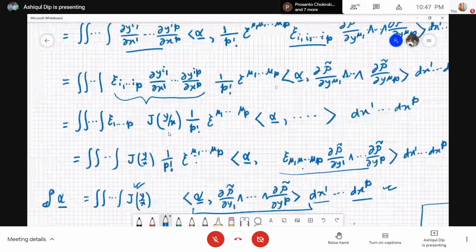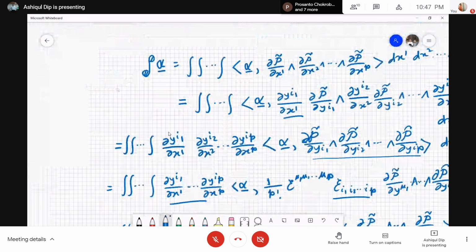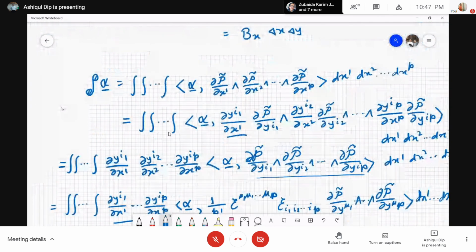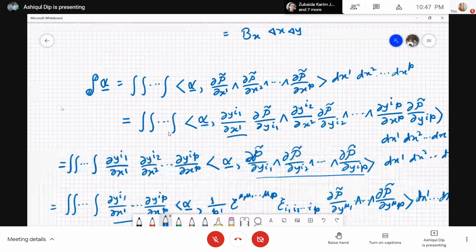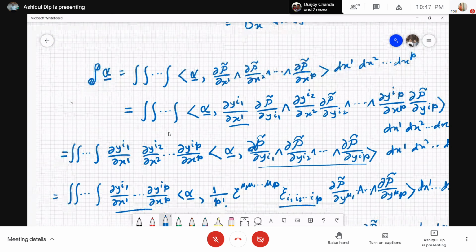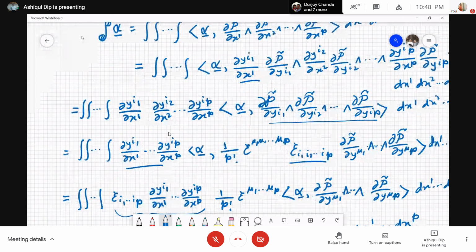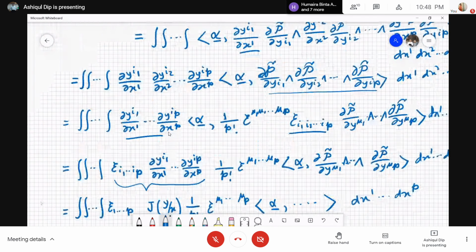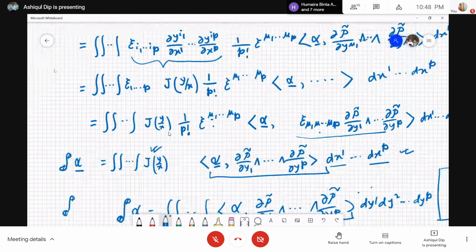Let's go back again and just check. We had a definition of alpha, and we used that in Cartesian, in x coordinates. So we had two kinds of coordinates, x and y. The integral of alpha is a coordinate-independent thing, so in the two coordinate systems it can be written either in x or in y.